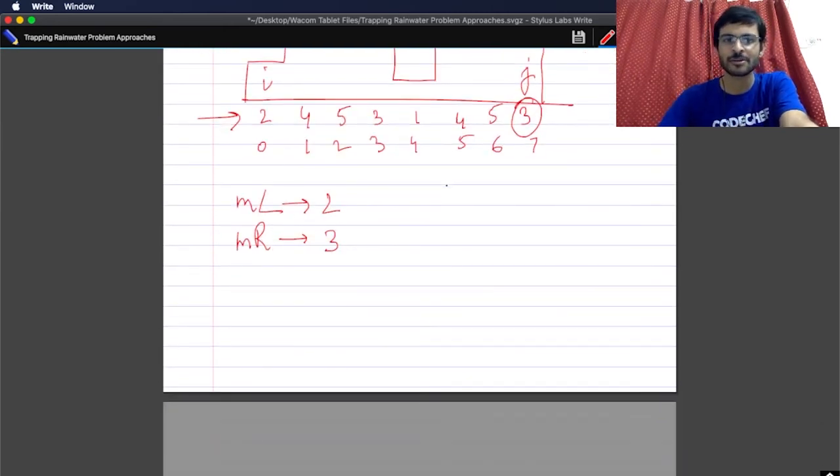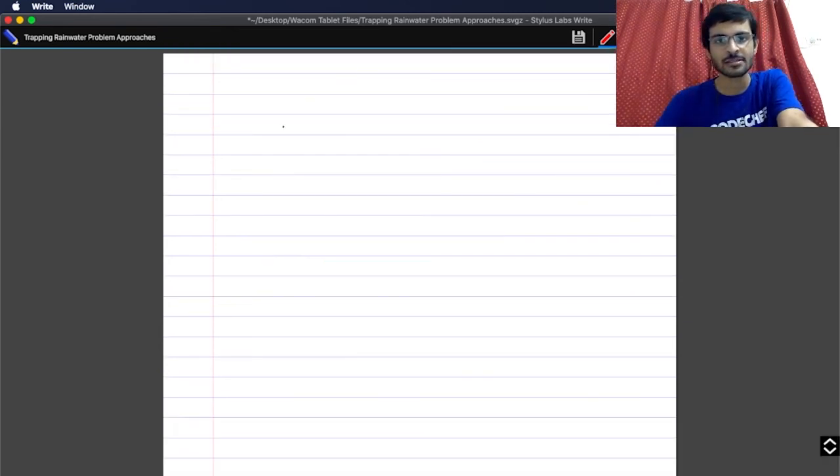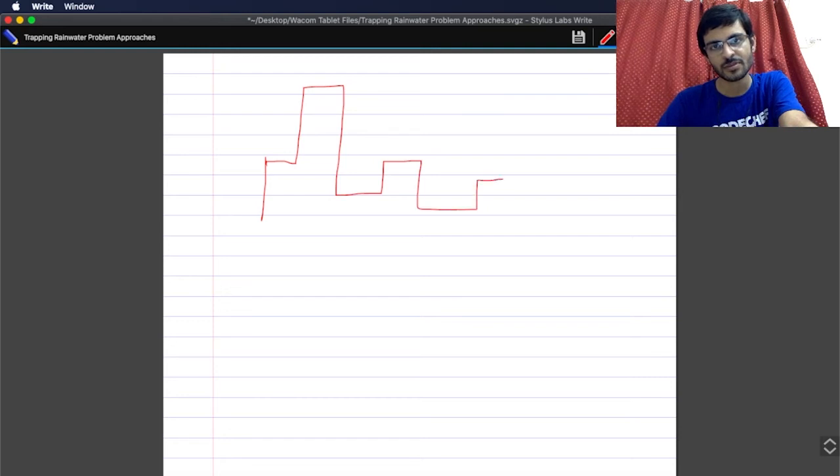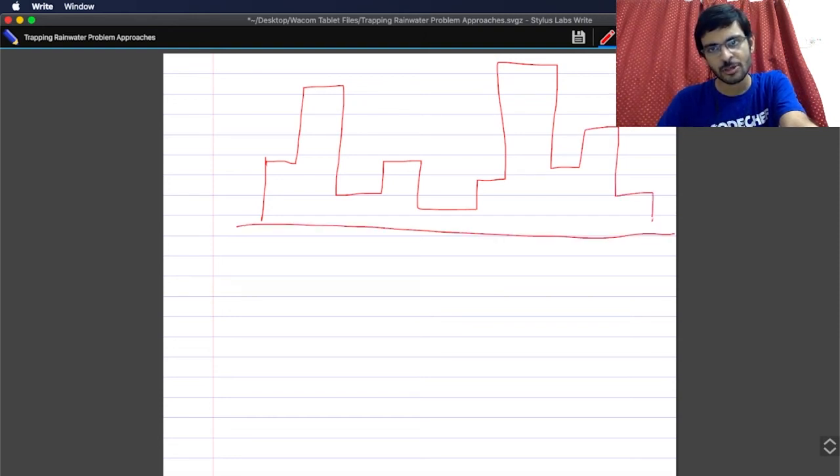Let us choose a better example for an easy kind of analysis. So we'll have something like this, then something like this, then something like this, something like this, and then something like this. Okay, now see, I'll not place all those values now. I'll just show you how this works.